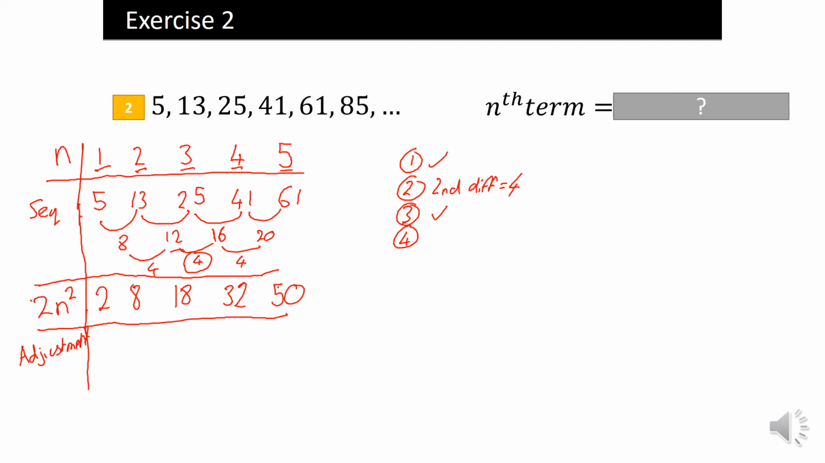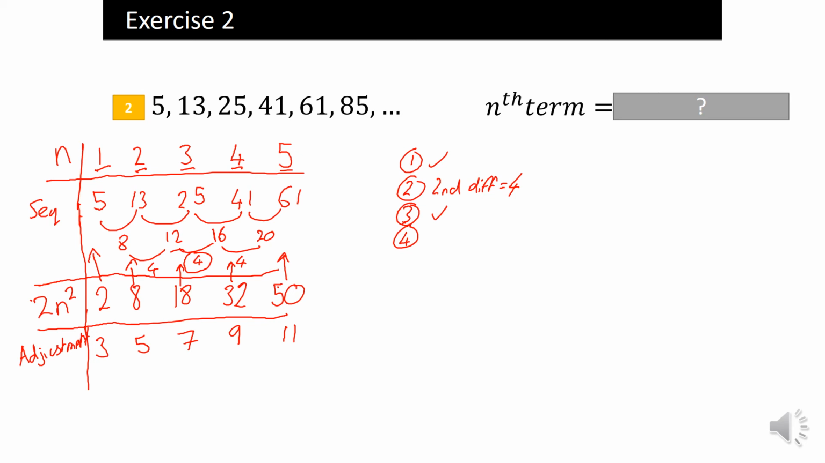So we've got 2n squared to go from 2 to 5. Our adjustment is 3. To go from 8 to 13, adjustment is 5. 18 to 25, adjustment of 7. I'm sure some of you have spotted the pattern by now. 32 to 41, adjustment of 9. 50 to 61, adjustment of 11. So we've got our adjustment sequence we need to work out.